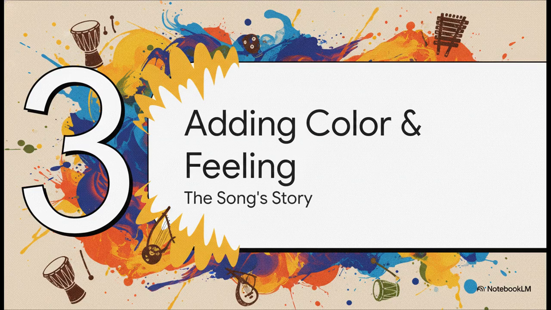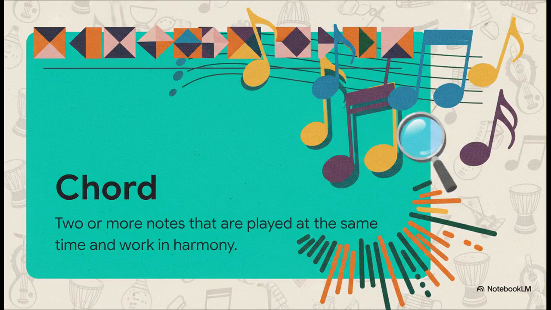It needs emotion. So now it's time to start painting with sound, to add the color and the feeling that's going to tell our song's story. And we build that emotion using chords. A chord is really simple. It's just 2 or more notes played at the same time to create a harmony. You can really think of them as the emotional building blocks for our entire song.